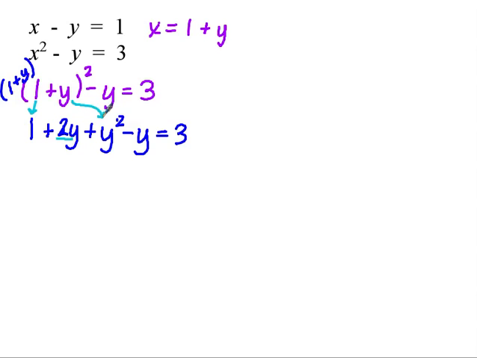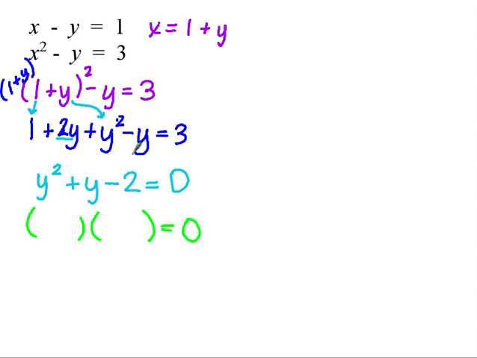All right, so now let's go ahead and get everything over to one side of the equation. So I end up getting y squared plus y minus 2. Now, why did I want to move everything to the left side? Because this is a quadratic, okay? In order to solve a quadratic algebraically, you need to have it equal 0. Because now you can factor.